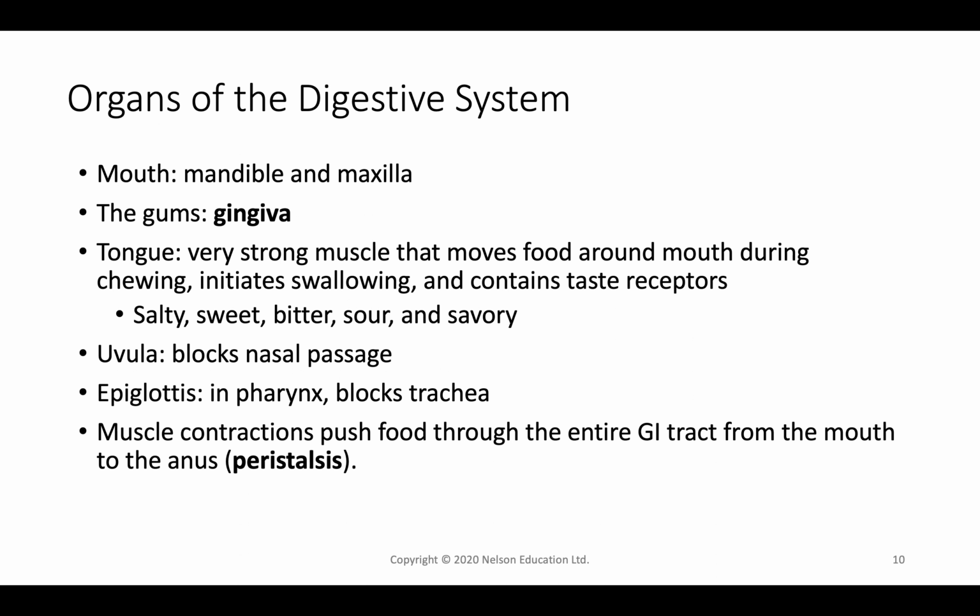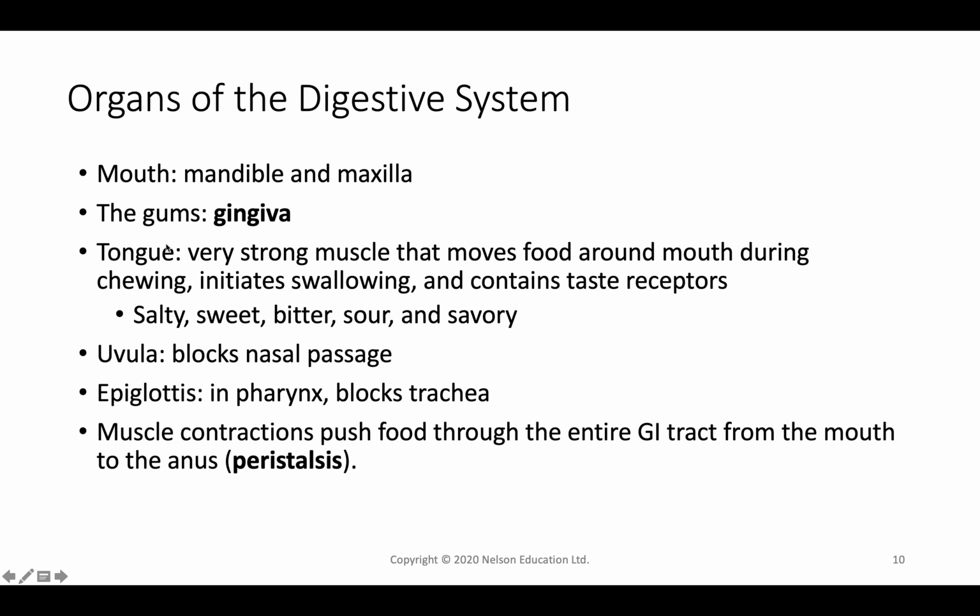We're going to talk about the organs of the digestive system, starting with the mouth. The mouth has two major bones. The mandible is the jaw. The maxilla is going to be the upper layer where your teeth are going to be anchored, right, like your cheekbones and your teeth. The gums are going to be called gingiva. So when they get infected, it's called gingivitis.